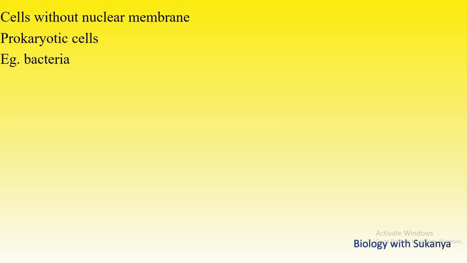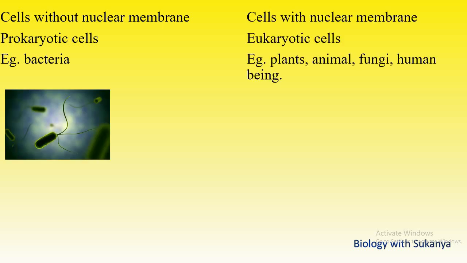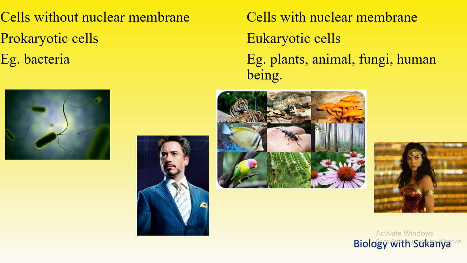So cells can have a nuclear membrane or they may not have a nuclear membrane. The cells without a nuclear membrane are known as prokaryotic cells, for example bacteria. And the cells which do have a nuclear membrane are known as eukaryotic cells. Examples include plants, animals, fungi, human beings. Most of the organisms which we see with our eyes are made up of eukaryotic cells.